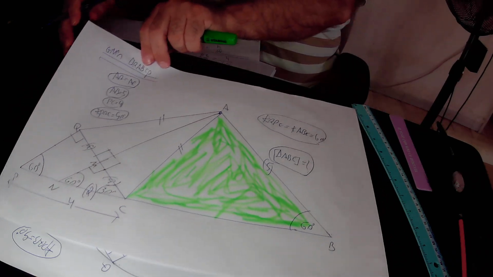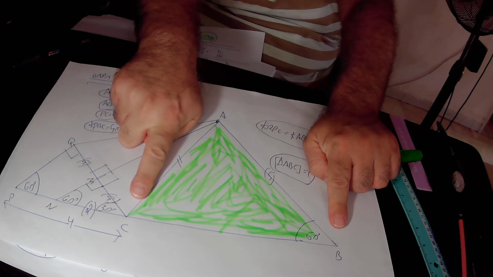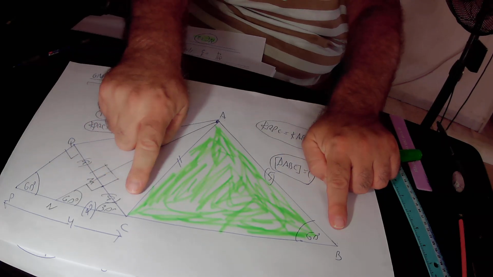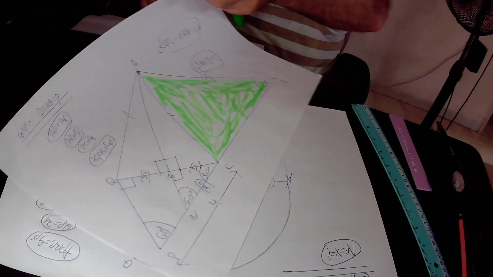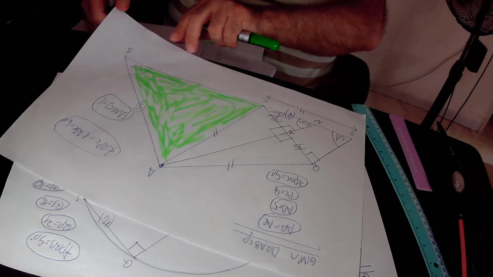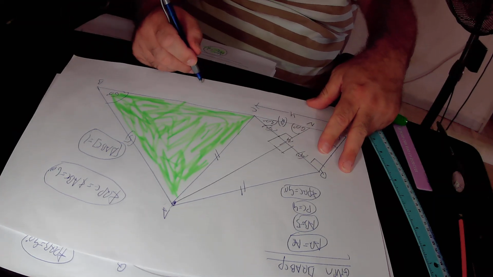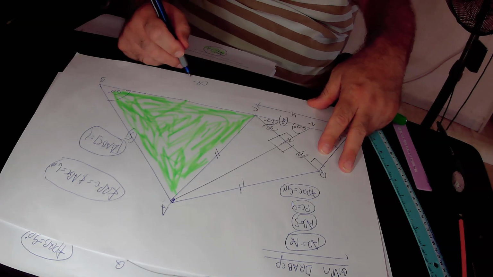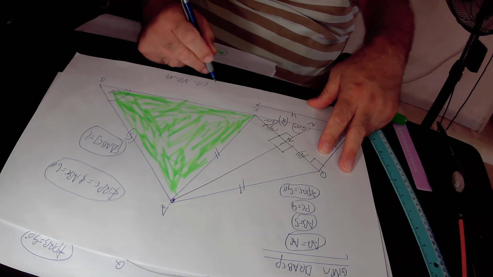What is the length of the missing line segment? Line segment CB. From the drawing, it is very easy to see that CB equals NB minus NC. Again, CB equals NB minus NC. So I'll write it now. The missing side CB is equal to NB minus NC.